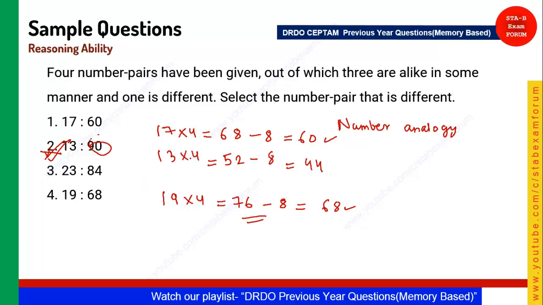Okay, understood, student? You need to find the relation. That relation finding is only possible if you practice a lot. And the trick for this question is to see the trend between these numbers. So 17 is 60, 19 is 68. So you can see they are 17, 18, 19, and 60 and 68 are somewhat closer. But if you go with 13 and it is becoming a huge number, 90, so this is the odd man out. Okay, so option 2 is the correct answer for this question. So this is a guess trick. This is only applicable if there is a direct relation.